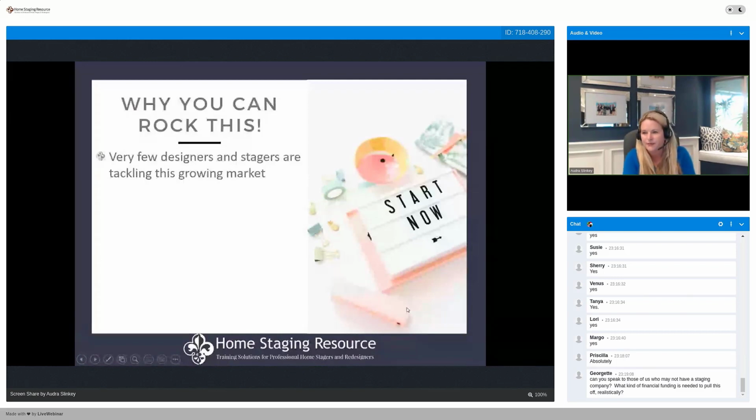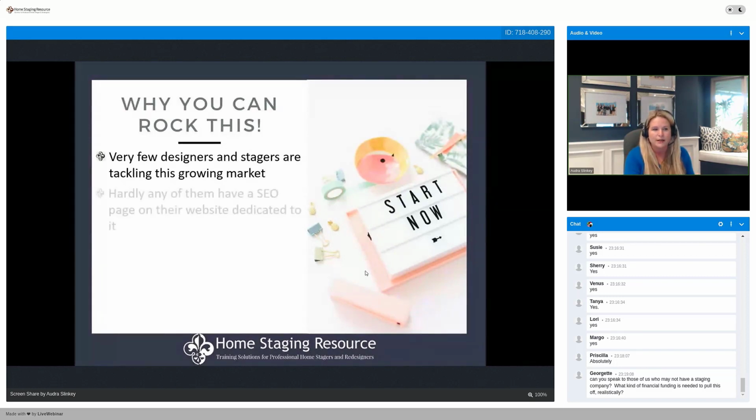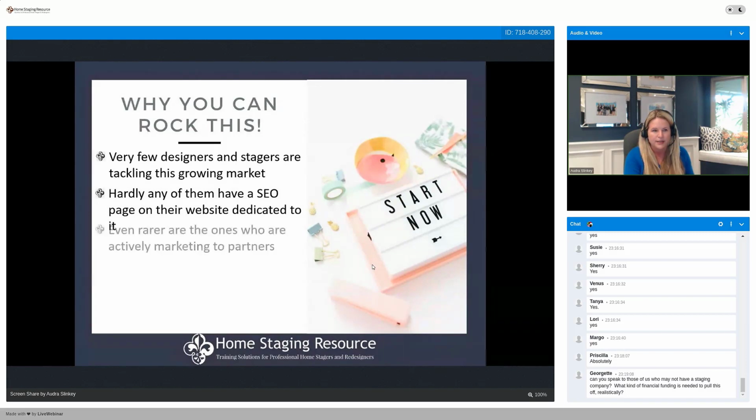Here's the other thing. Somebody asked, what if you don't have a staging and design company? If you don't, you might actually want to even start doing this too. Very few designers and stagers are tackling this high growth market. Hardly any of them have even a page on their site where they do this. Even rarer are the ones that are actively marketing to partners.